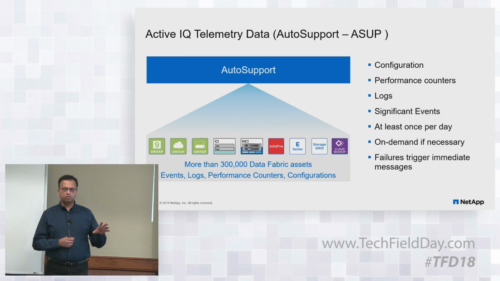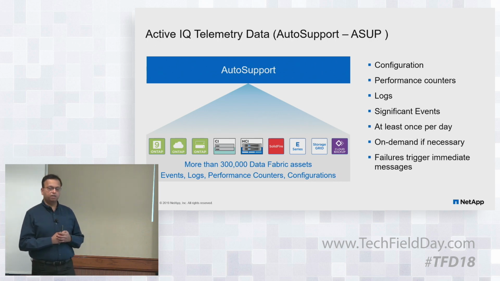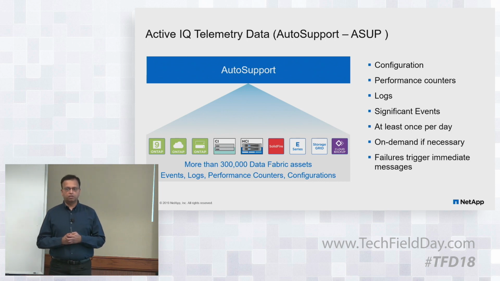So we get 4 pieces of information every single day from our storage controllers. One is the configuration of the system. The second is performance counters. And these performance counters have gotten more and more sophisticated over time. We get logs. These are equivalent to your FreeBSD or Linux logs, as well as what we call significant events. So for example, if we notice that a network card is getting a lot of errors over time, we can denote that as a significant event and say, I think this card's going to fail.